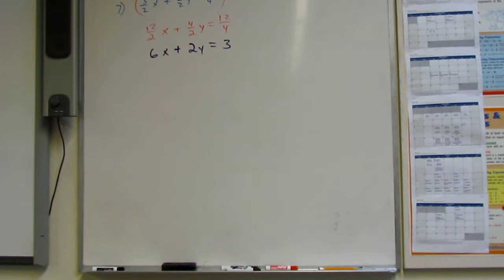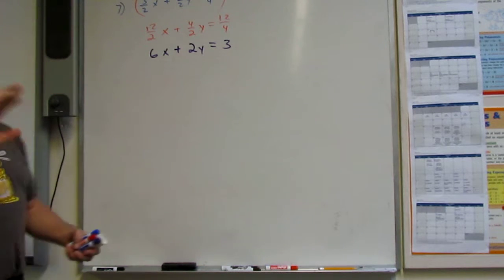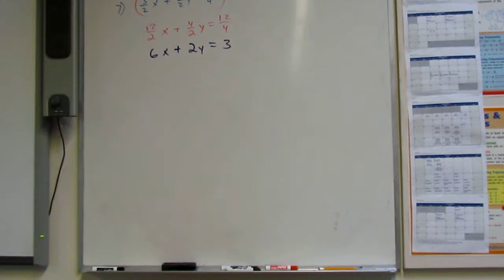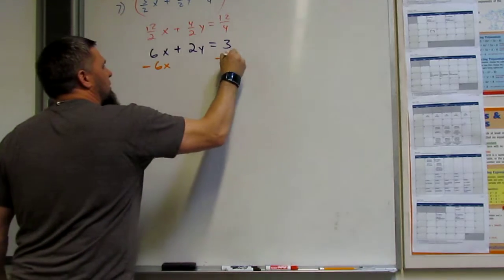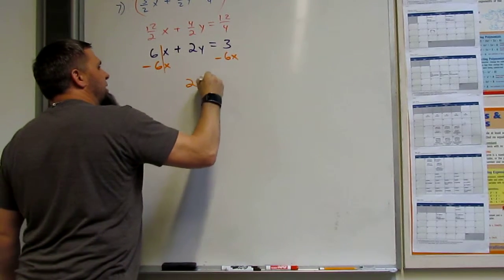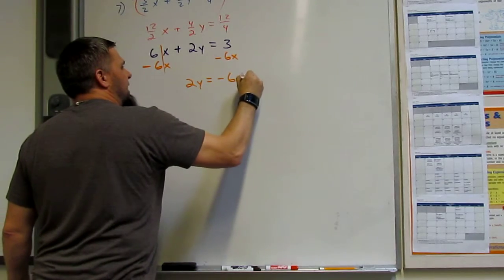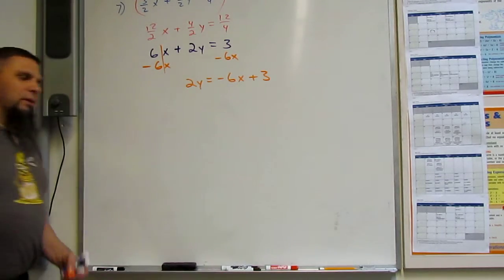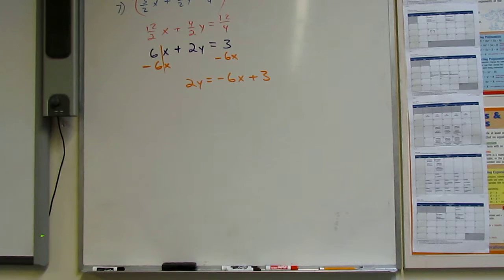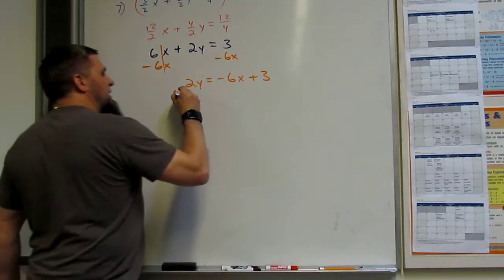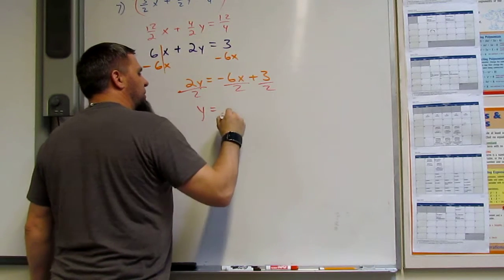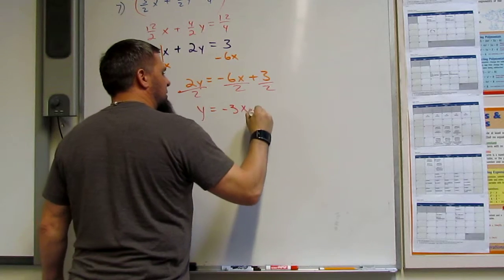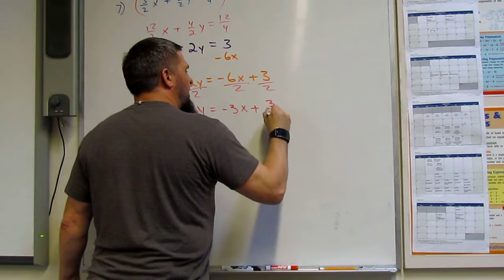If we want to put this in y equals mx plus b form, I need to solve for y. I need to move the x. What's the opposite of 6x? Minus 6x. So I add a negative 6x. And I get 2y is equal to negative 6x plus 3. Now what? Divide by 2 to get y alone. So I get y is equal to negative 3x plus 3/2.